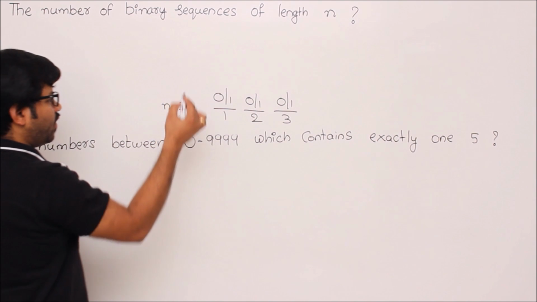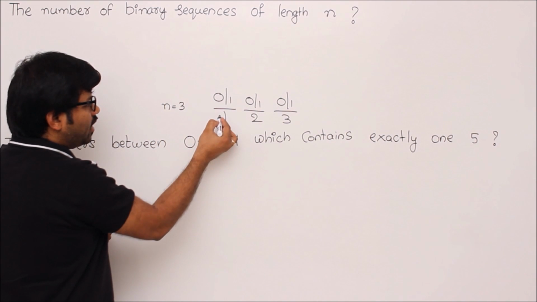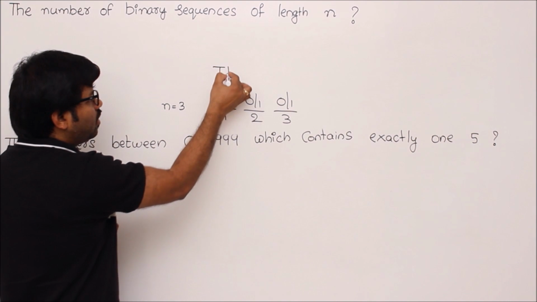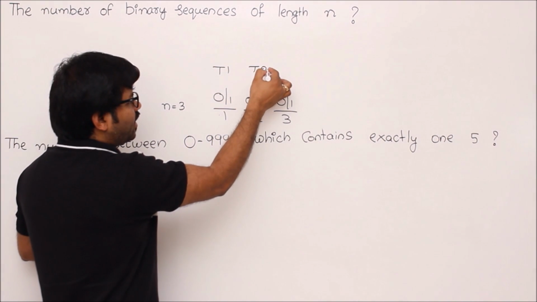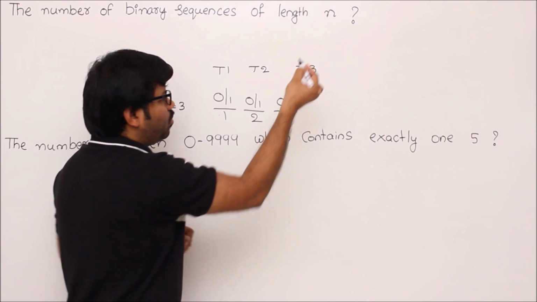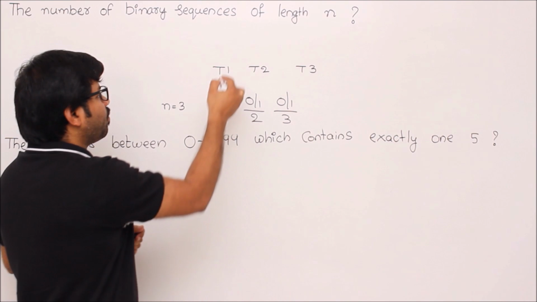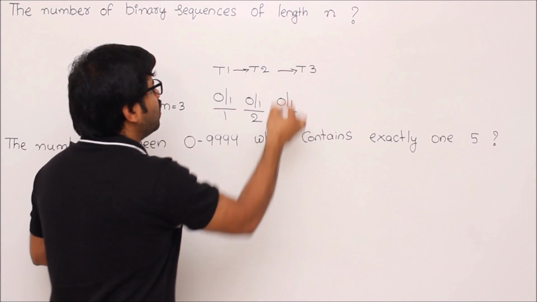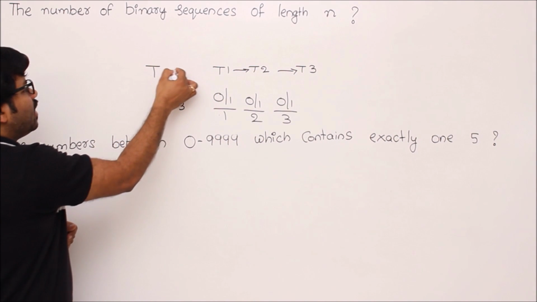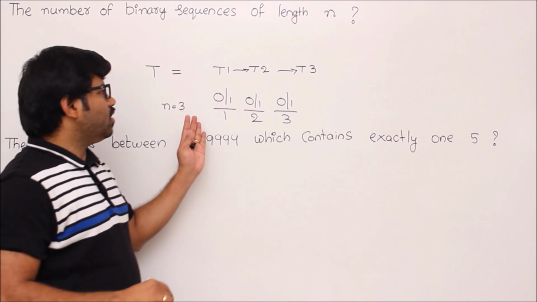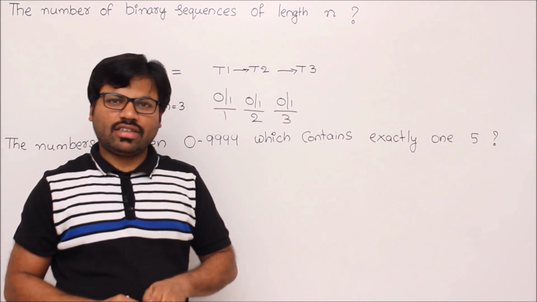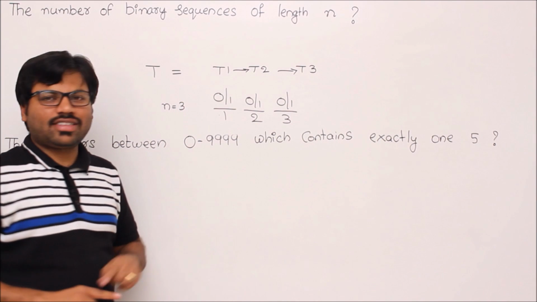Because to form a binary sequence you are filling the first position, and you are filling something in the second position, and you are filling something in the third position. In that way you can divide your problem into 3 subtasks. So forming a binary sequence is exactly equal to filling the first position followed by the second and third. So now I designed the task sequence.